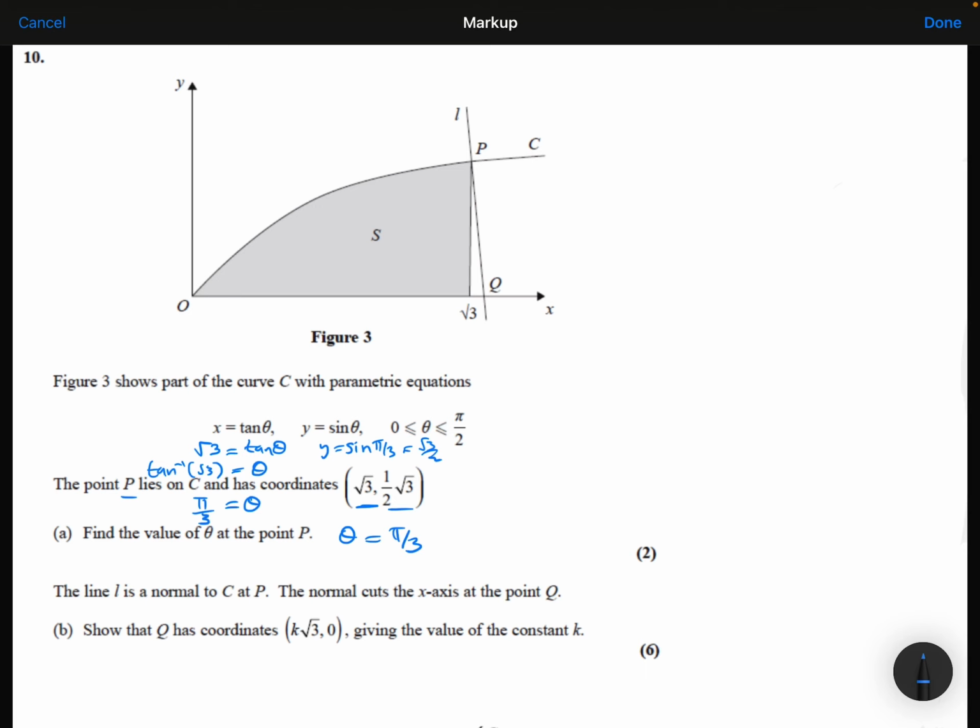The line L is a normal to the curve at point P. The normal cuts the x-axis at point Q. Show that Q has the coordinates k root 3, 0, giving the value of the constant k.